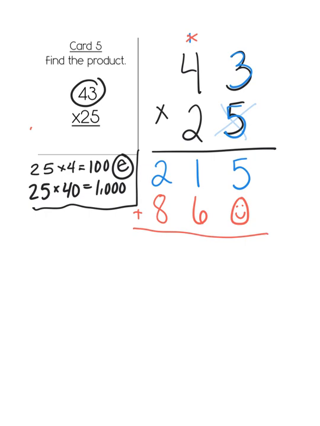Last, I'm going to add my partial products. 5 plus 0 is 5. 1 plus 6 is 7. 2 plus 8 is 10. So my answer is 1,075, and that is greater than 1,000, so my estimate was reasonable, and I think my answer makes sense.